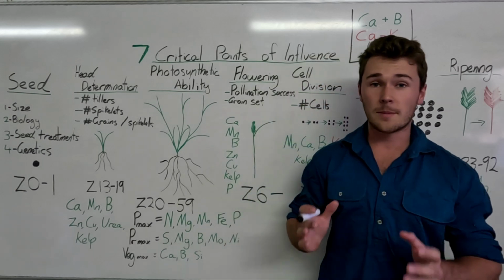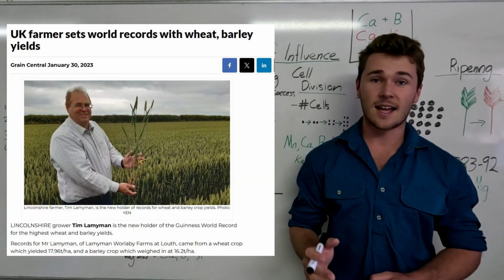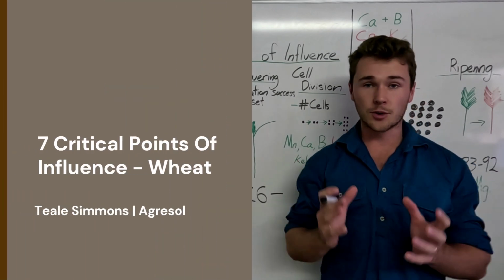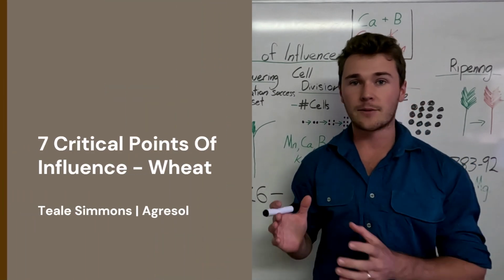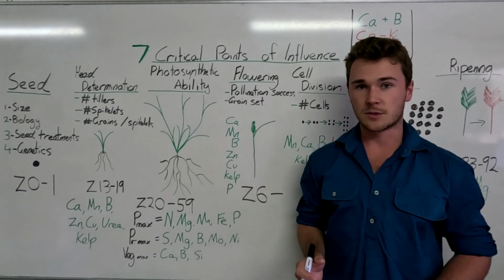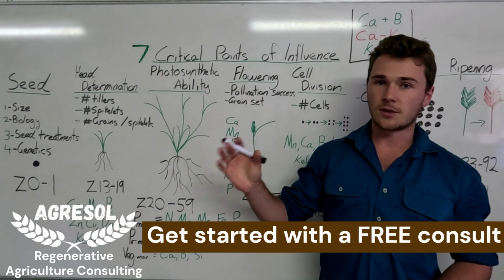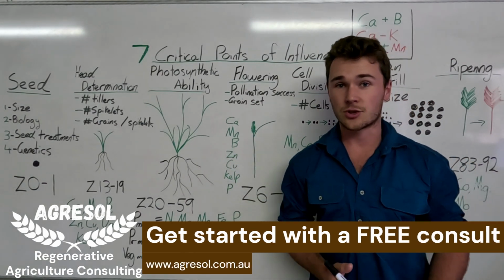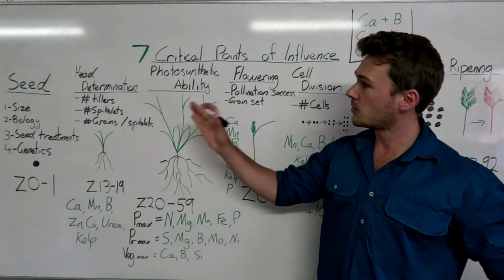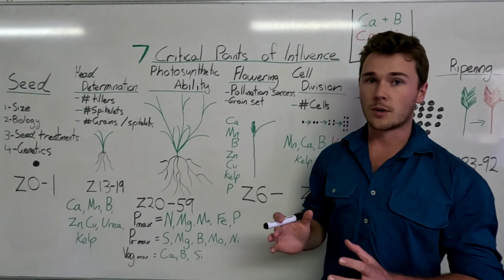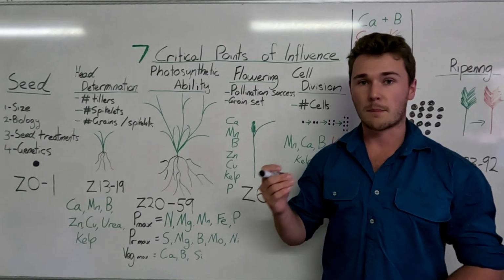The world record for wheat production is just shy of 18 tonnes a hectare. Today in this video, I'm going to share with you the 7 critical points of influence that we can have on our crop to achieve as much of that potential yield as possible. Now, it's important to note that was set in the UK, where there are certain environmental conditions that we don't get in Australia. However, hitting each of those critical points of influence on our wheat yield is very important in order for us to achieve maximum yield.